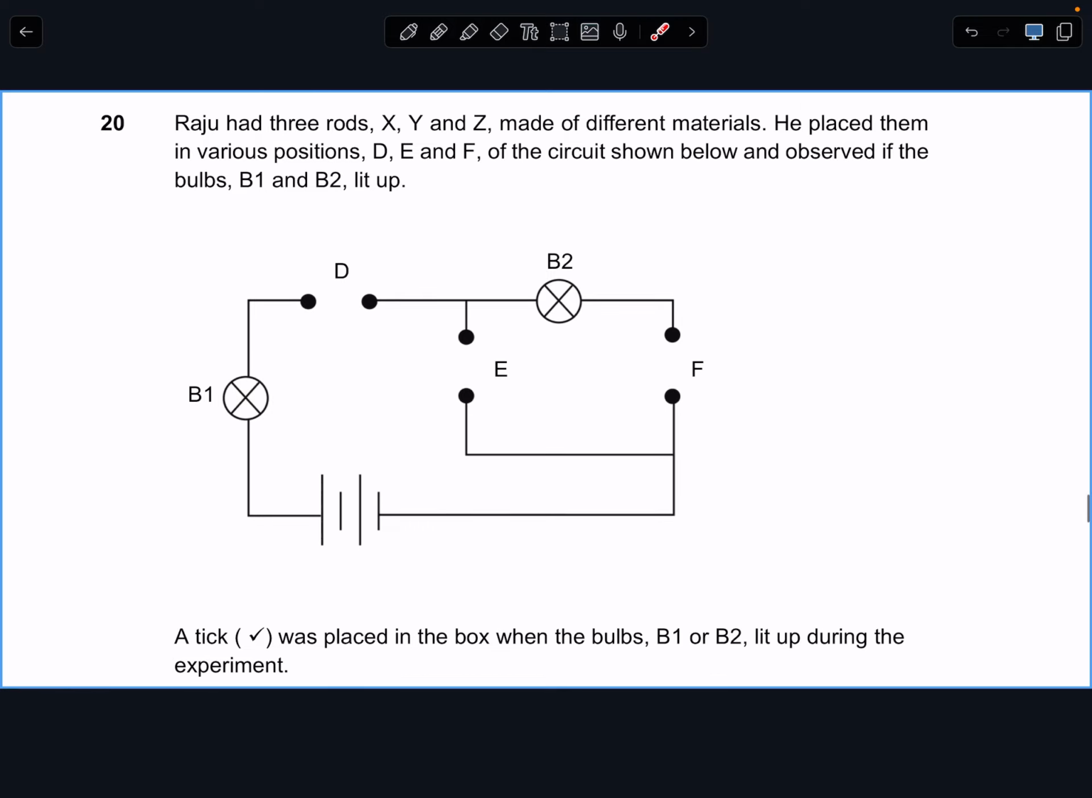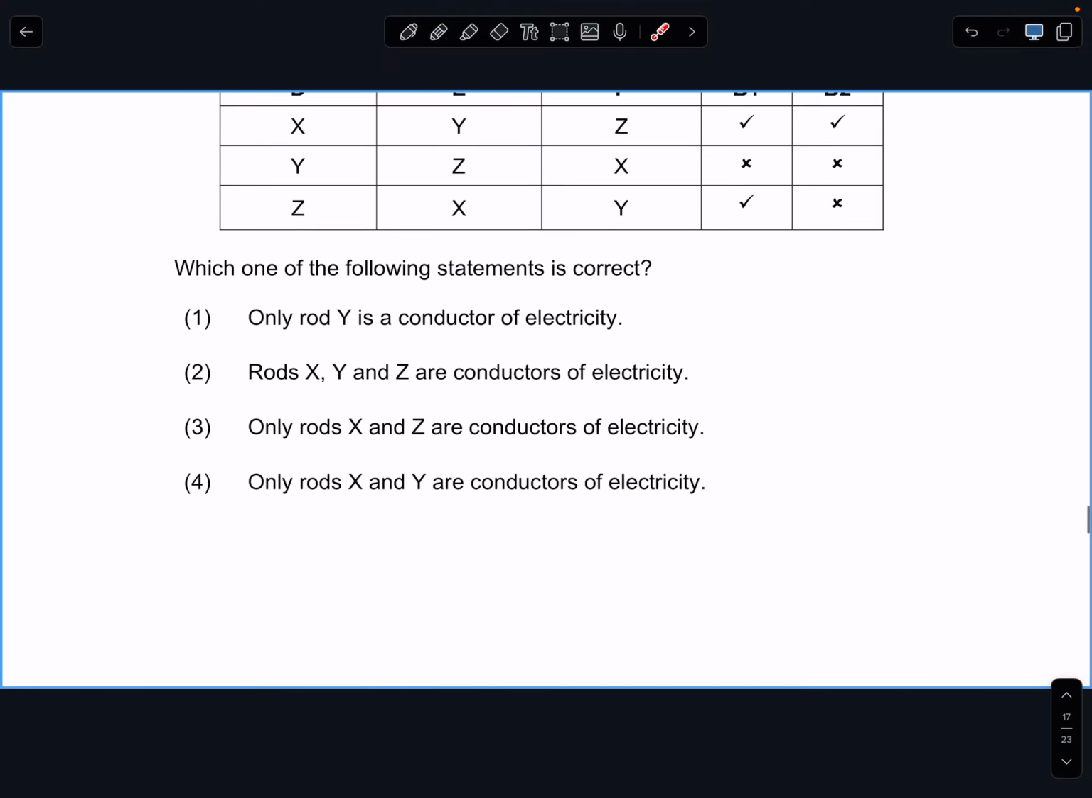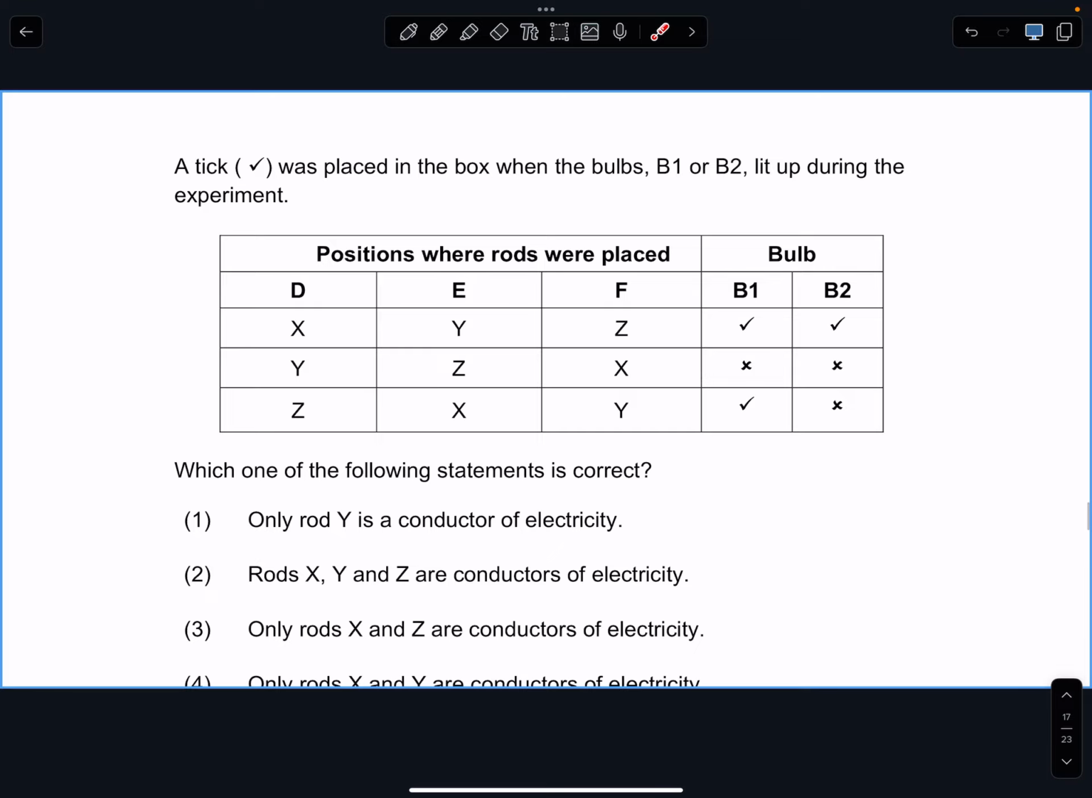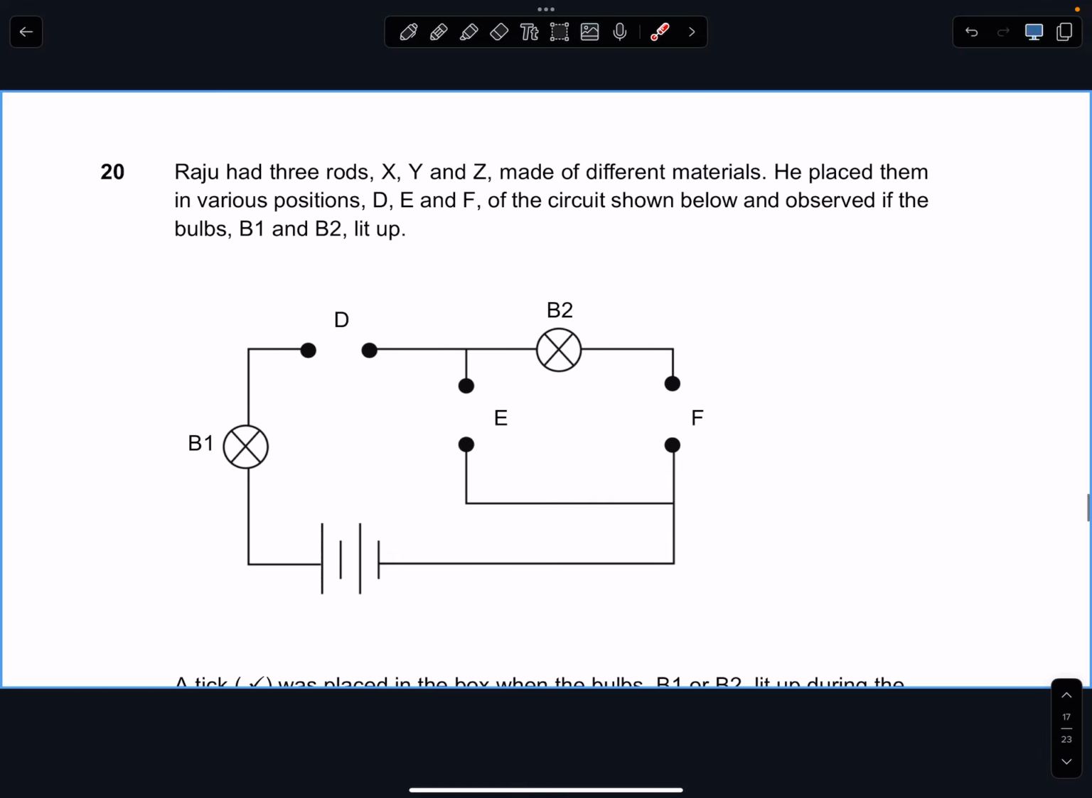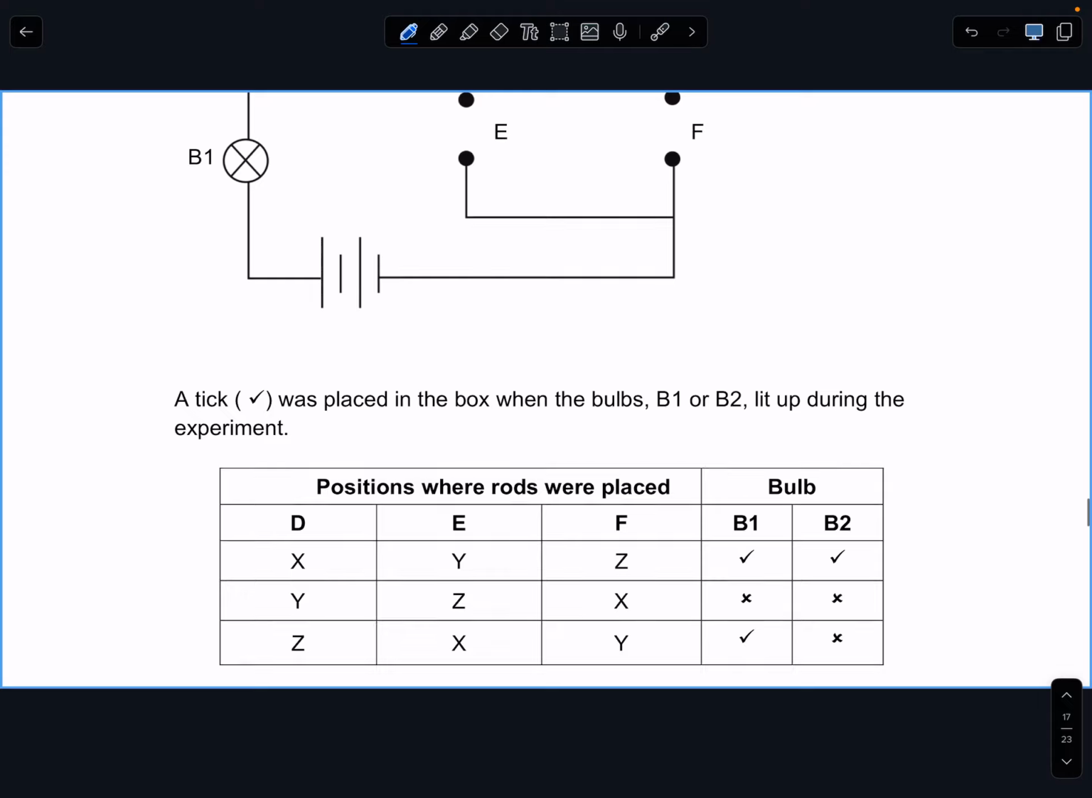Next, Raju had three rods, X, Y, and Z made of different materials. He placed the items in various positions, D, E, F, in the circuit shown and observed. Okay, which one of the following statements is correct? So they are testing what? Essentially, this is the change variable. Actually, what they are testing for is if these are conductors of electricity. So these results will tell you.